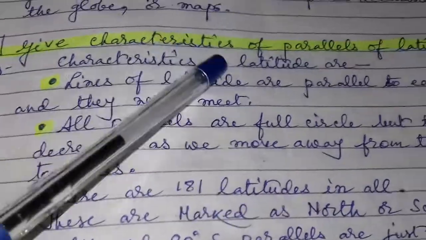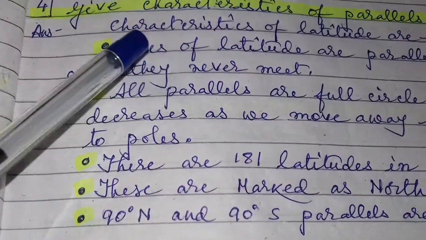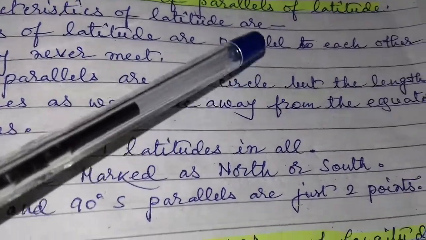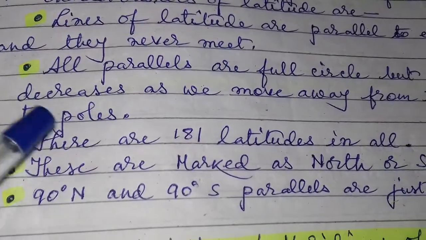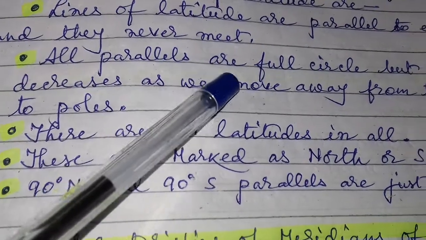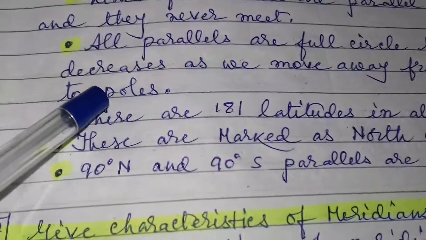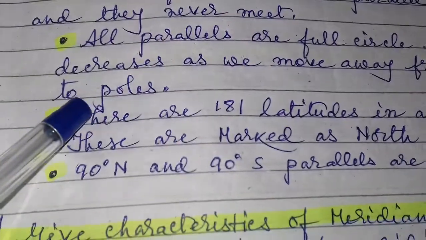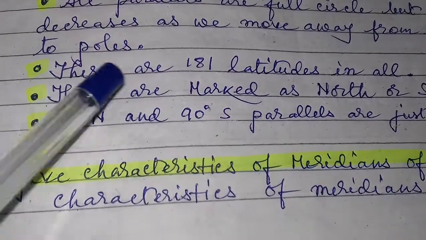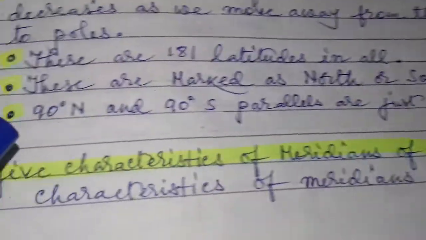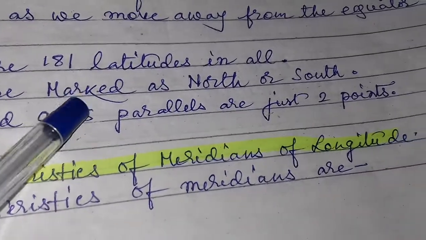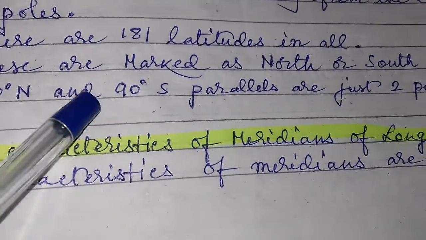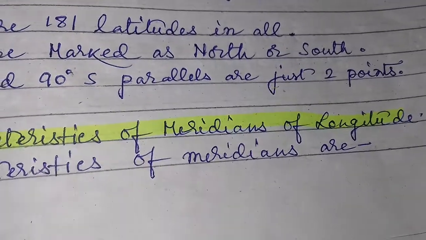Next, 4. Give characteristics of parallels of latitude. Characteristics of latitude are: lines of latitude are parallel to each other and they never meet. Next point, all parallels are full circles, but the length decreases as we move away from the equator to the poles. Next point, there are 181 latitudes in all. Next point, these are marked as north or south. Next point, 90° N and 90° S parallels are just 2 points.